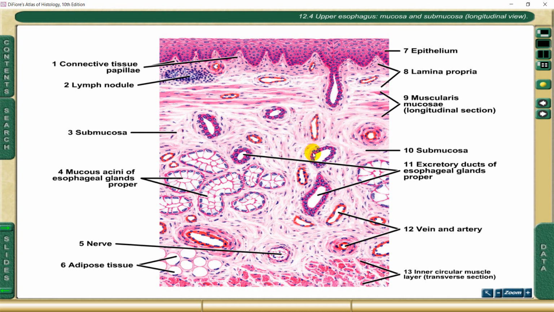This is the layer of the submucosa with the esophageal proper gland, a mucus gland with mucus acini, venule and arteriole, adipose tissue, and the inner circular layer of the muscularis externa.